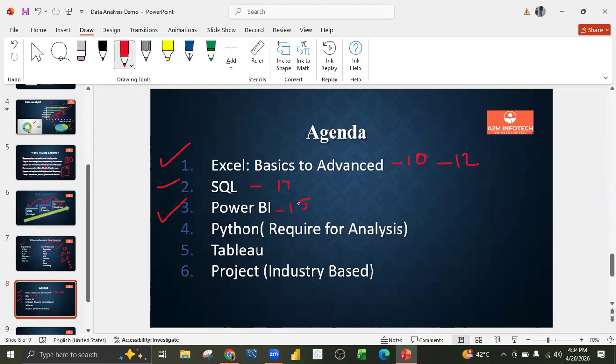Tableau will take hardly 10 days. Tableau is the only thing that is required in the industries. And then Python will take hardly 2 weeks. We can consider it as 12 days, 12 to 15 days.